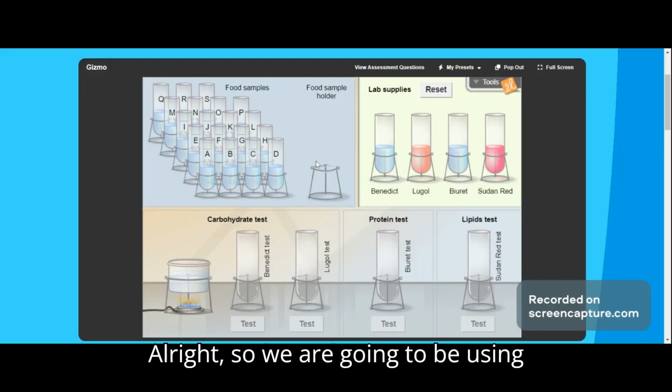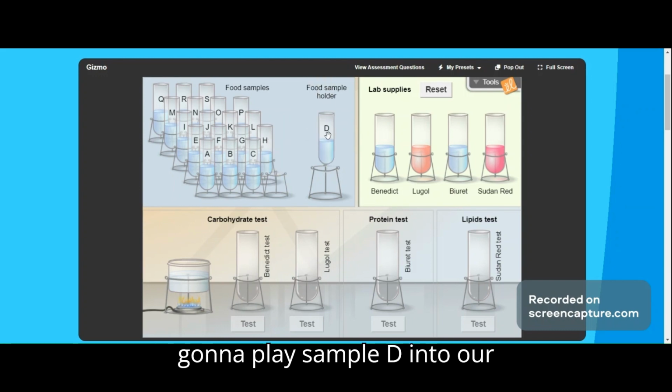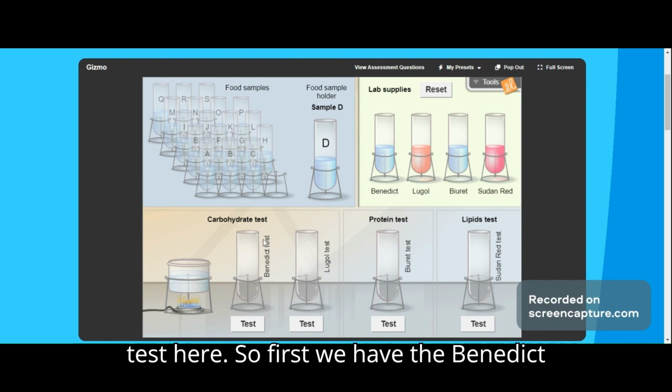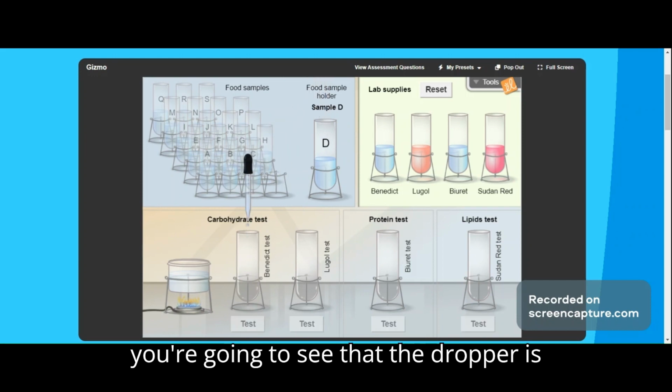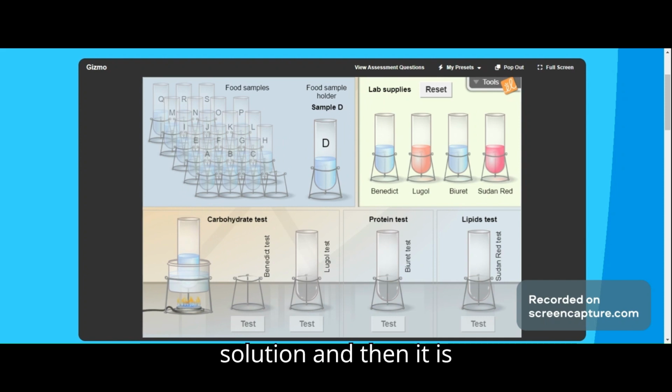All right, so we are going to be using sample D. Now, as I said earlier, you're going to place sample D into our food sample holder and under each test here. So, firstly, we have the Benedict's test. We're going to press test. Now, as test is pressed here, you're going to see that the dropper is used to add some food sample to the test tube, after which we add the Benedict solution, and then it is boiled for 5 minutes.